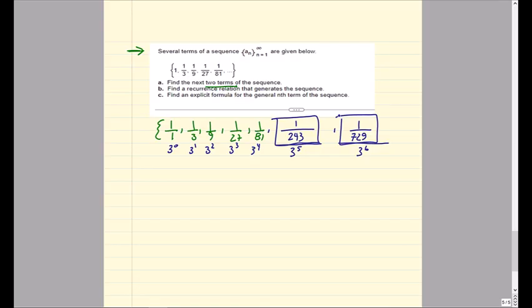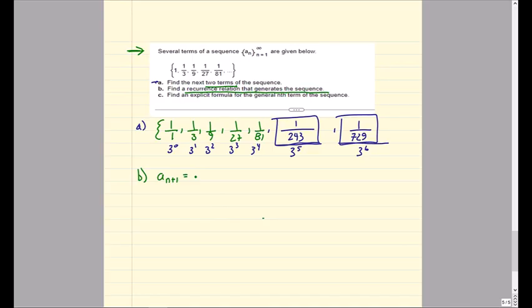So what's happening here is the numerator is staying fixed, and the denominator is increasing by powers of 3. So this would be part A right here, find the next 2 terms. Now part B says find a recurrence relation that generates the sequence. That's kind of tricky. The recurrence relationship, we already know from the previous problems, is going to start off with a sub n plus 1 is equal to something to do with a sub n here.